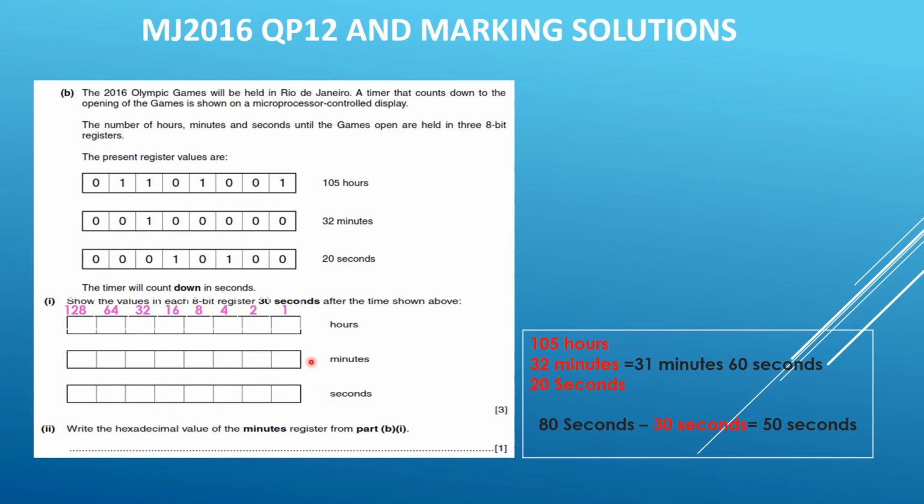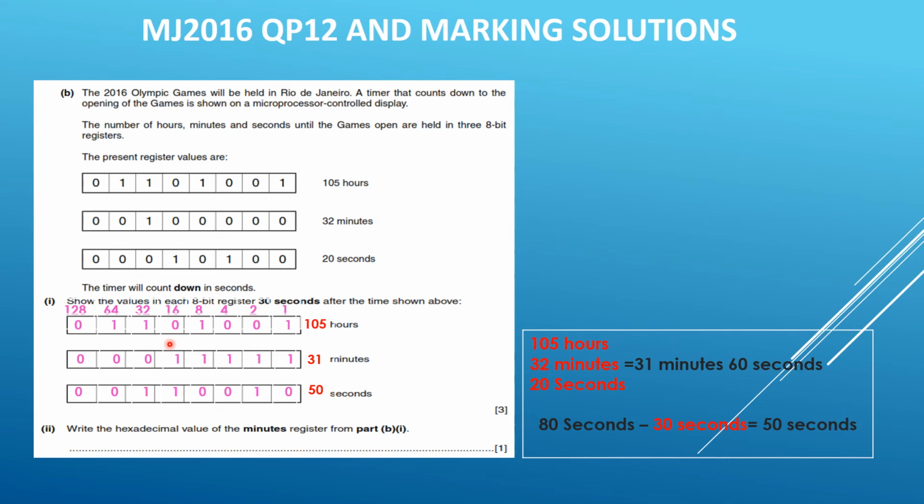Now we need to write the binary values of these in this 8-bit register. The value of R will remain the same, that is 105. The value of minute, which was 32 initially, has now changed to 31, so its binary conversion will also change. And the value of second, which was 20, is now 50. Its binary conversion will be written in this 8-bit register. This is how this question will be solved.